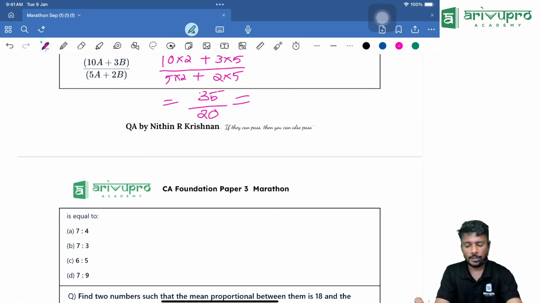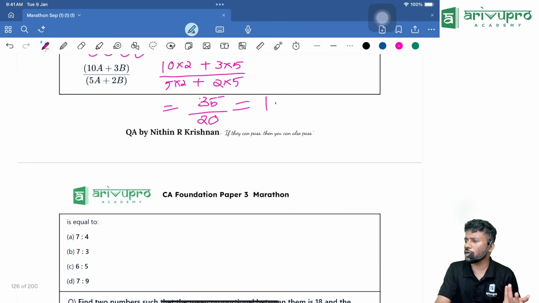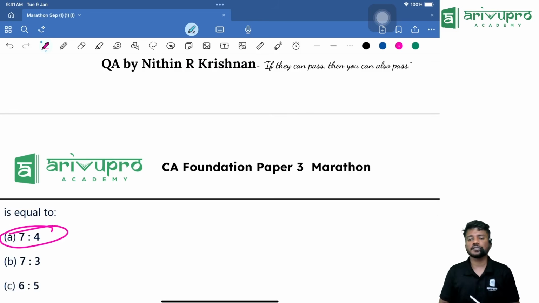35 by 20 is how much? 1.75. Which option is giving you that? Option A is giving you that. Always go with that method, people.